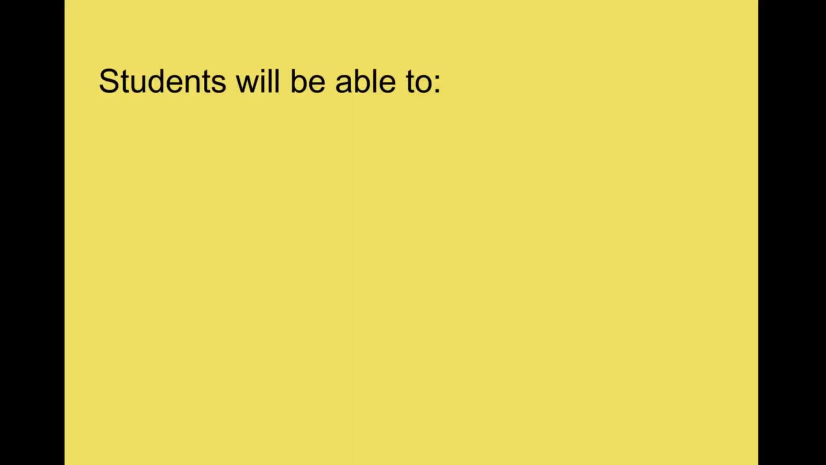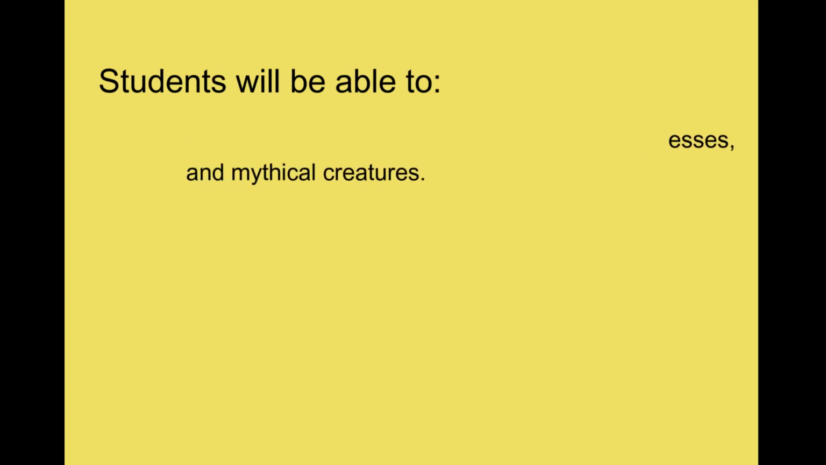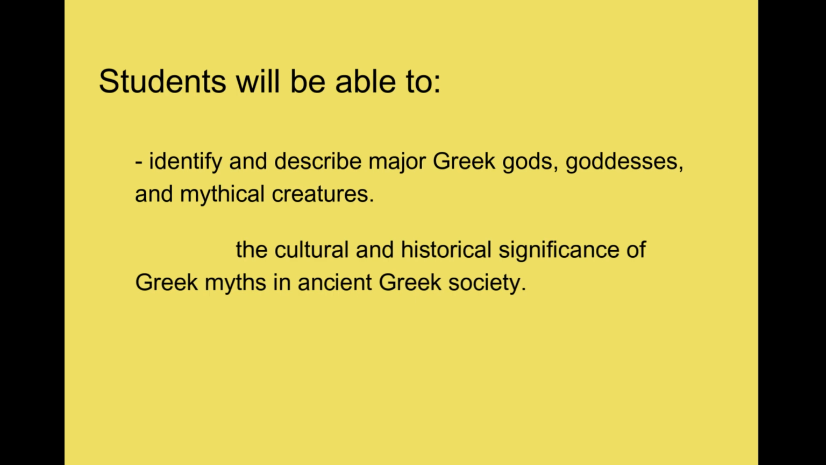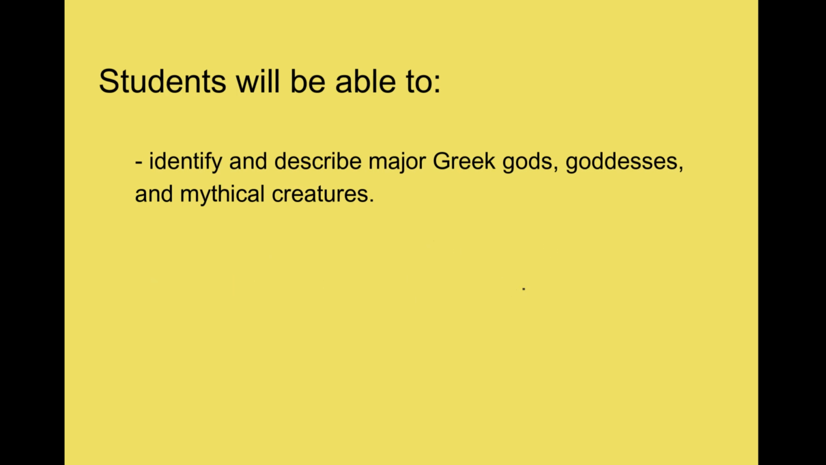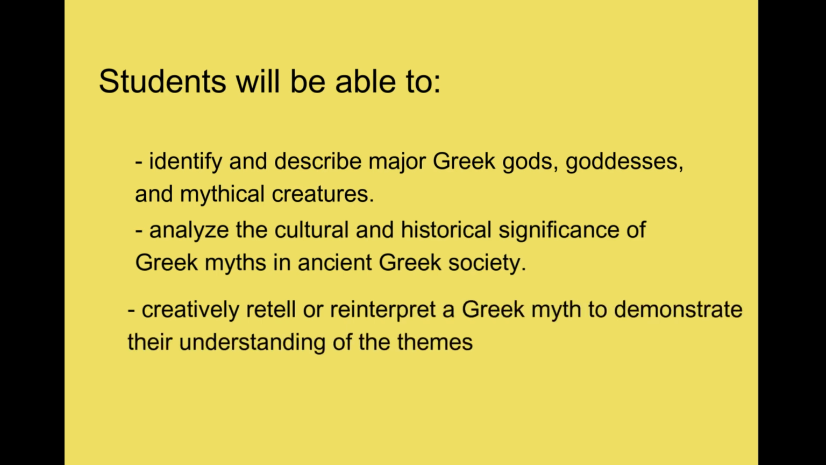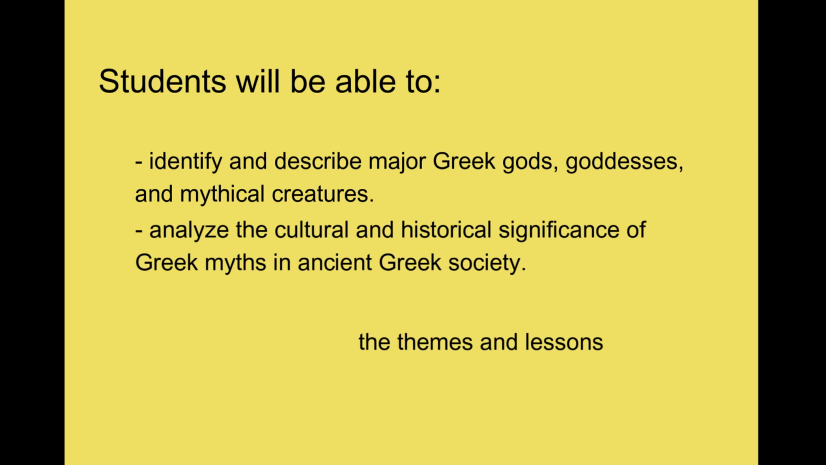course on Greek mythology. Our learning outcomes could include: students will be able to identify and describe major Greek gods, goddesses, and mythical creatures. They will be able to analyze the cultural and historical significance of Greek myth in ancient Greek society, and creatively retell or reinterpret a Greek myth to demonstrate their understanding of the themes and lessons.